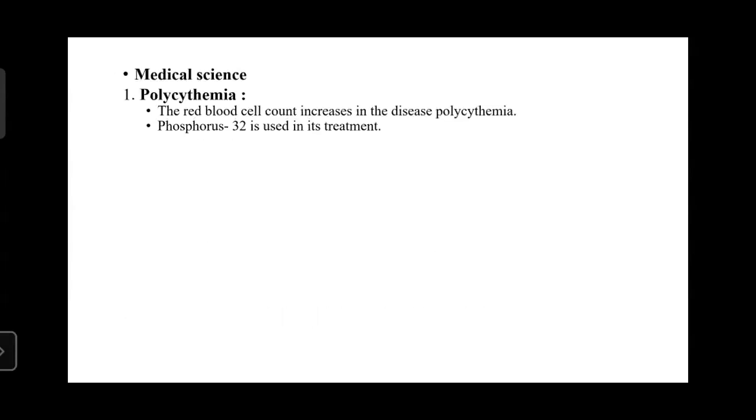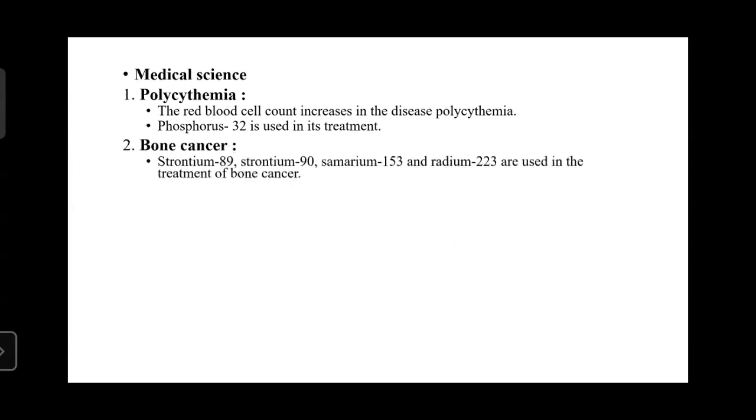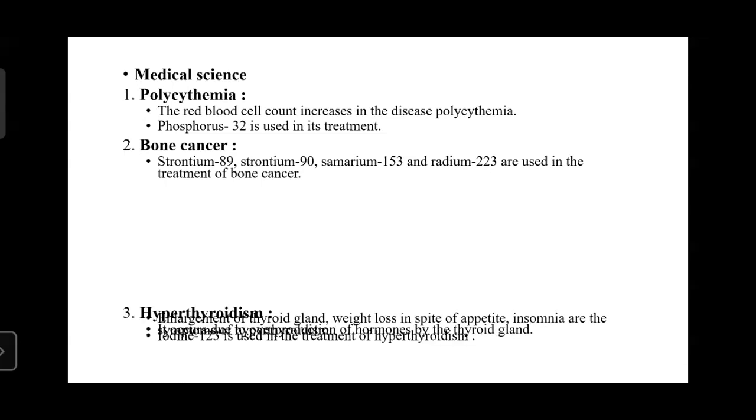Now, in the medical field, polycythemia is the disease of red blood cells. The red blood cell count increases in this disease. Phosphorus 32 is used in its treatment. Bone cancer: strontium 89, strontium 90, samarium 153, and radium 223 are used in the treatment of bone cancer.